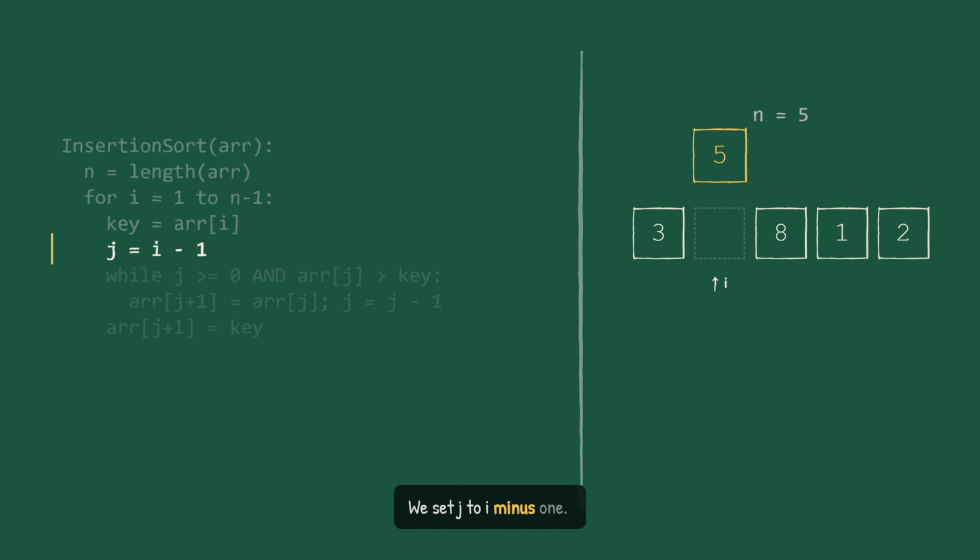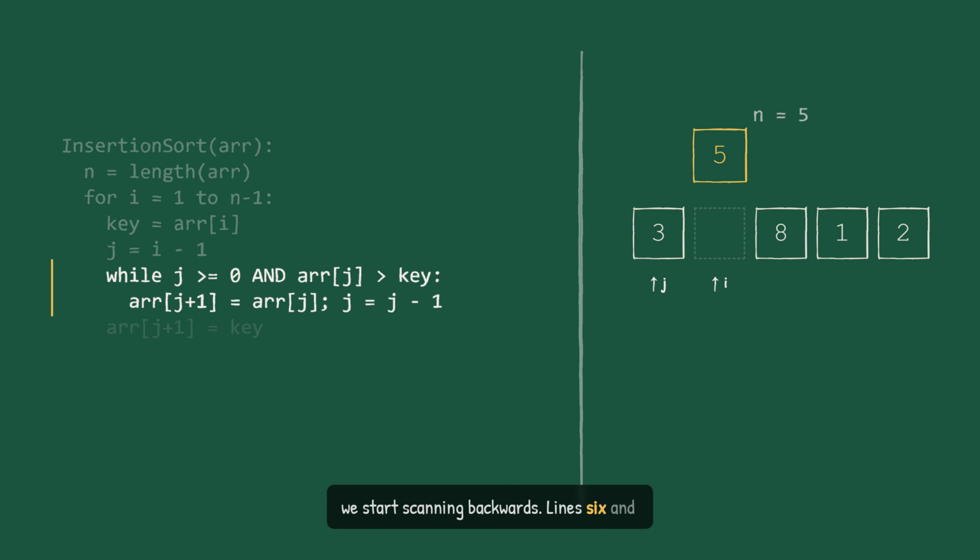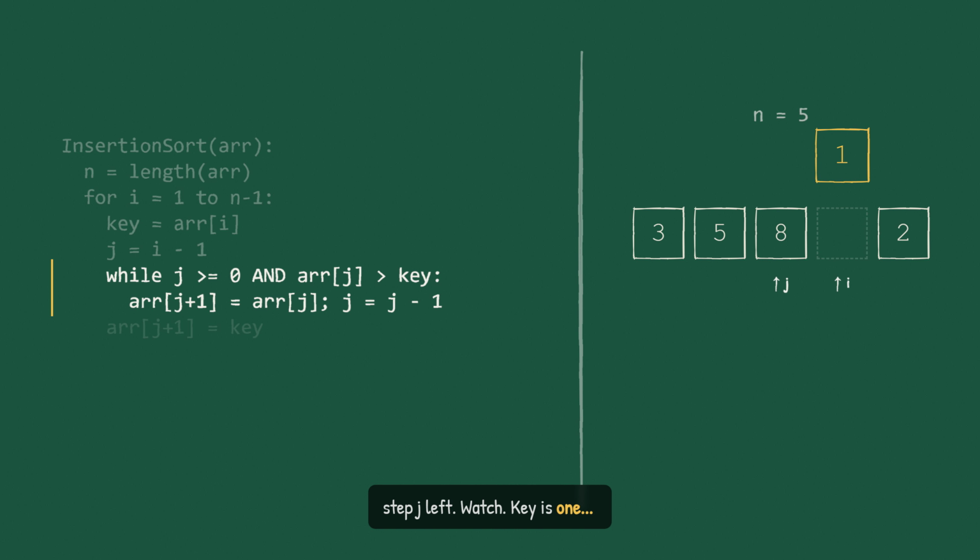We set j to i-1. That points at the last element of the sorted section. And this is where we start scanning backwards. Lines 6 and 7, the heart of the algorithm. While j is valid and the element at j is bigger than our key, shift it 1 slot to the right and step j left. Watch, key is 1. Sorted section is 3, 5, 8. 8 bigger than 1, shift. 5 bigger, shift. 3 bigger, shift. j fell past 0. Stop. Each shift is just 1 right. The gap travels left as we go.